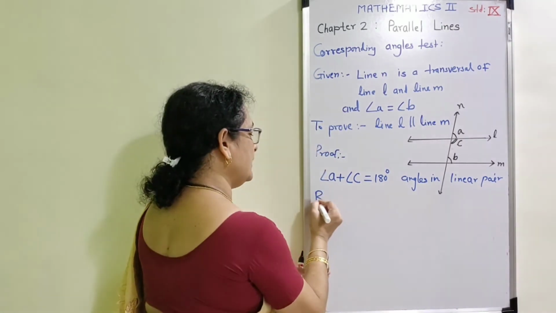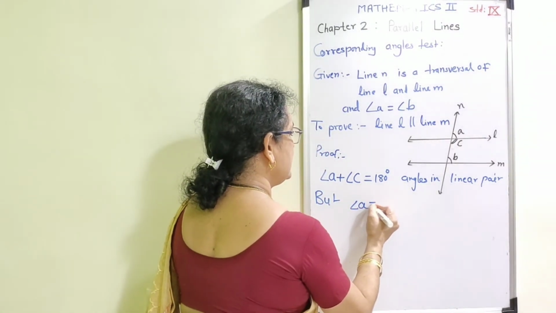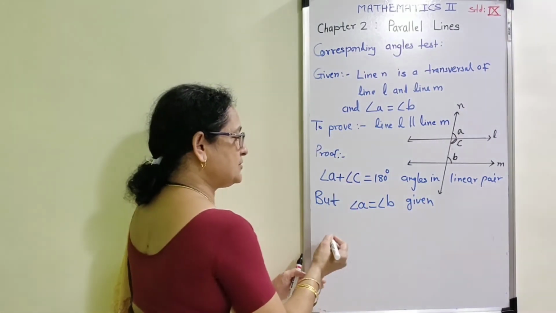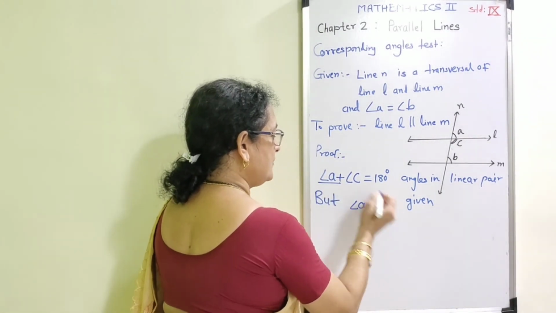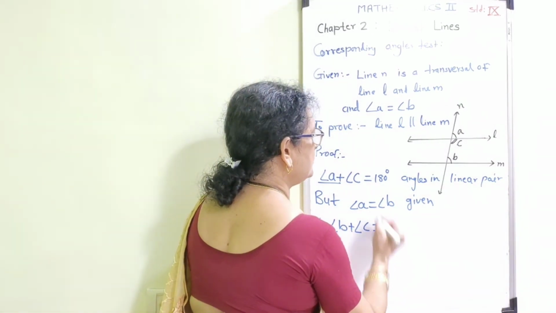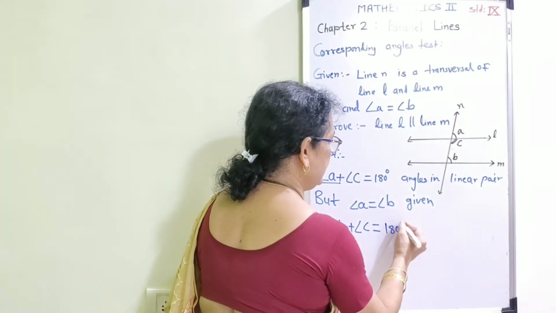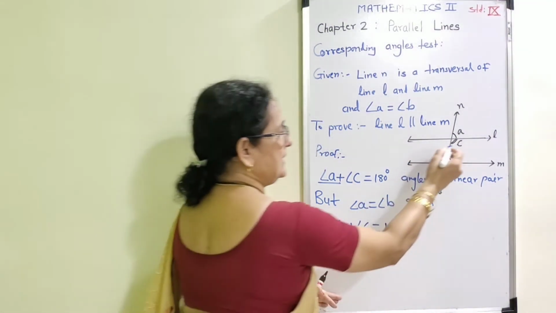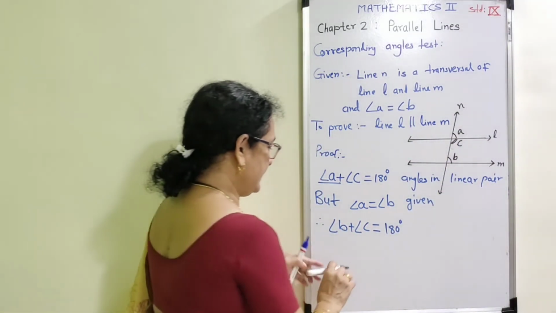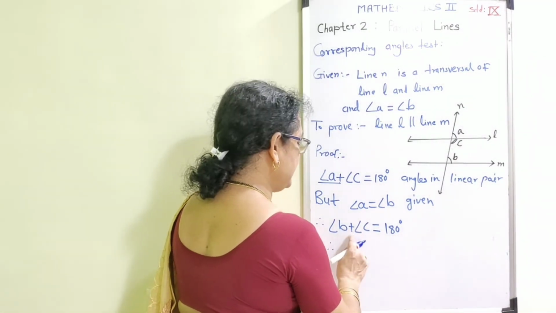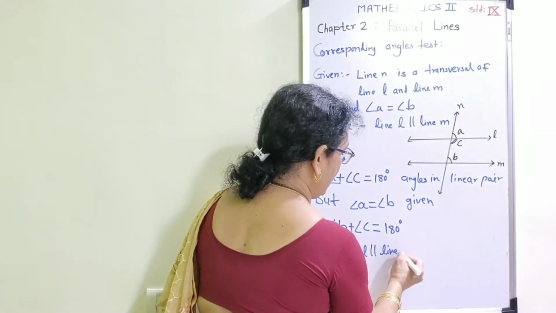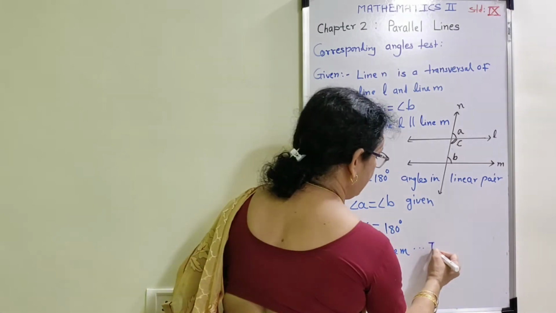But in given, they have given that angle A is equal to angle B. Pair of corresponding angles is given congruent to each other. Now I am going to replace A with angle B, and therefore angle B plus angle C is equal to 180 degrees. Now observe both the angles, angle B and C. Both the angles are interior angles on the one side of the transversal, and therefore my last conclusion is, since interior angles are supplementary, line L is parallel to line M by interior angle test.